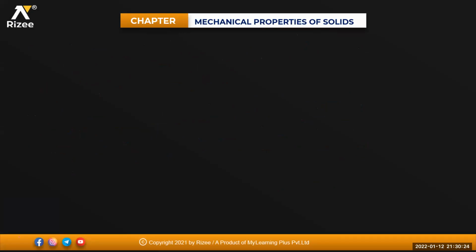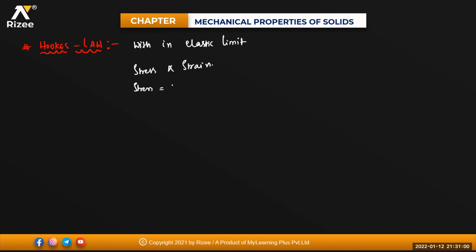Next heading is Hooke's law. See here. Within the elastic limit, stress is directly proportional to strain. Now, if I remove this proportionality sign, stress is equal to some constant E into strain.